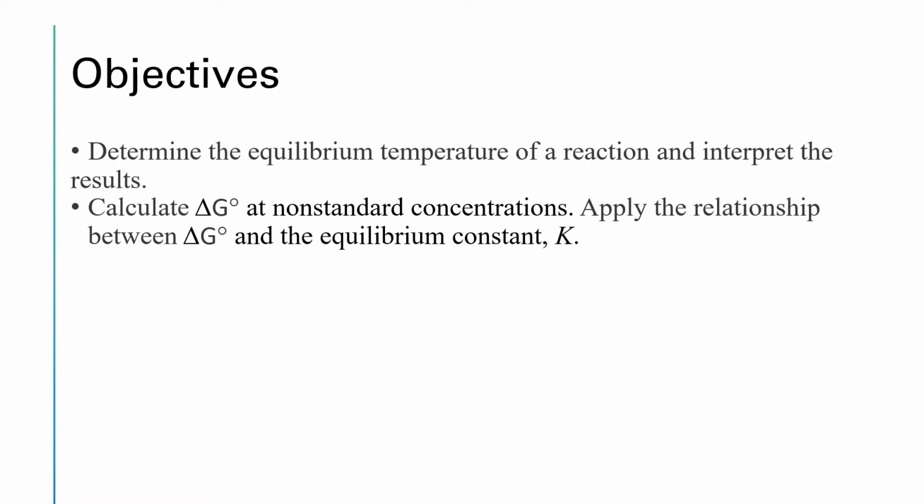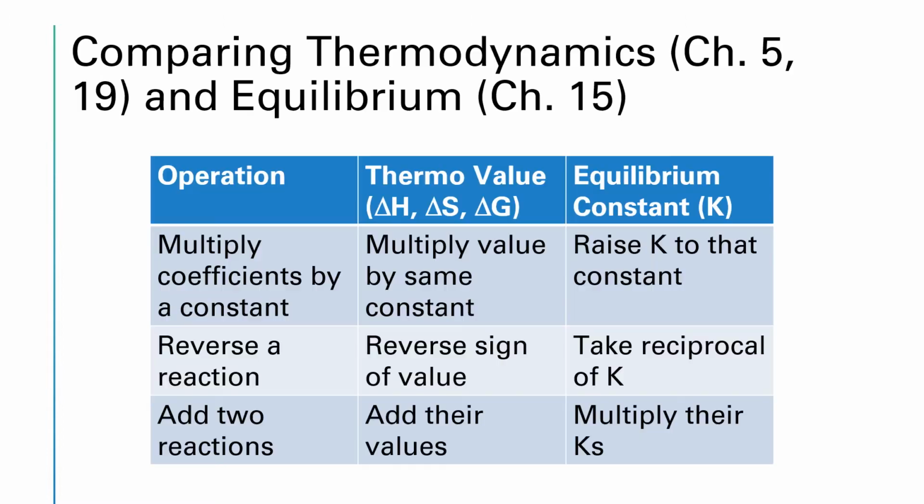So our objectives are to look at this equilibrium mixture of a reaction and to calculate the delta G at non-standard concentrations. Just to refresh your brains a little bit as we compare thermodynamics and equilibrium. Thermodynamics were in chapter 15 and chapter 18. Notice an error here, that should say chapter 18, not chapter 19.